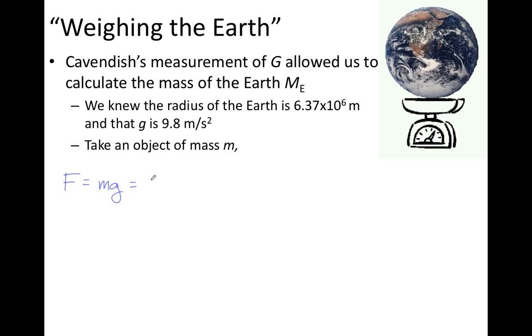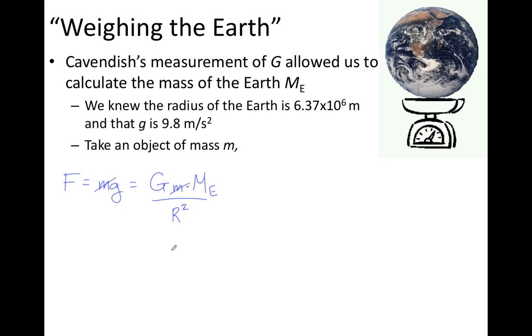And Newton came along and said, well, that force is big G times the mass of that object times the mass of the second object, in this case it's Earth, divided by the distance between the Earth and the object. And in this case, it's going to be the radius of the Earth, because we measure distances from the centers of the objects.